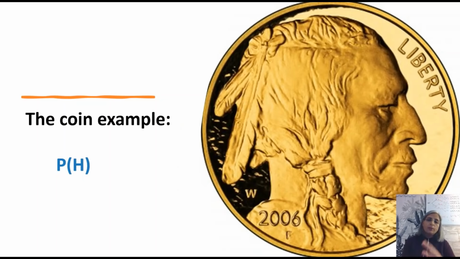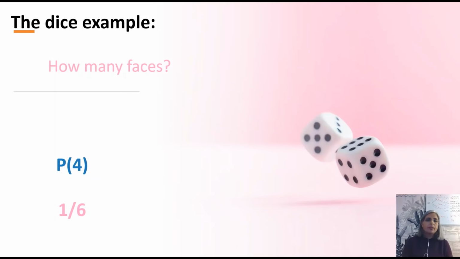Now we go back to the coin example, and we see the head face of a coin here. So we want the probability of the head occurring when we toss a coin. What do you guess? What is the chance that a head will appear? I'm sure you said 50%. You're right.